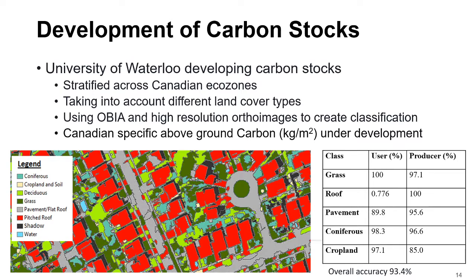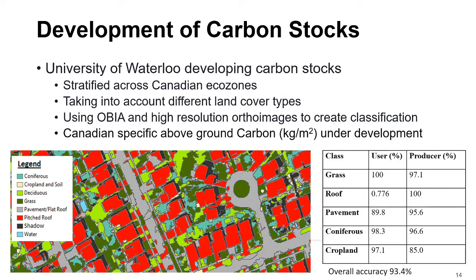So once we have all the information, we will develop carbon stocks as well with the University of Waterloo. So we're currently stratifying across Canadian ecozones, while taking into account the different land cover types that are within the class. And we're using object-based image analysis again and high-resolution ortho images to create these classifications. And then we're going to find Canadian-specific above-ground carbon to do this.